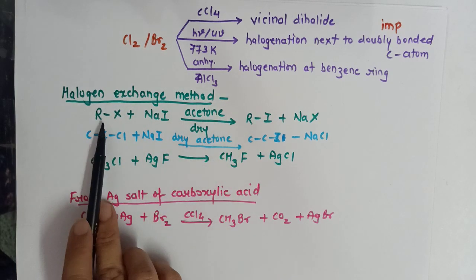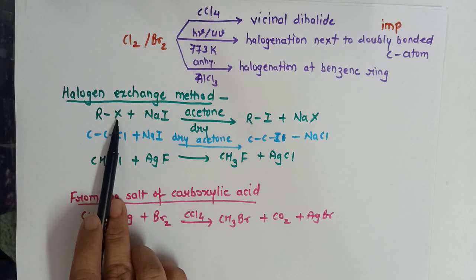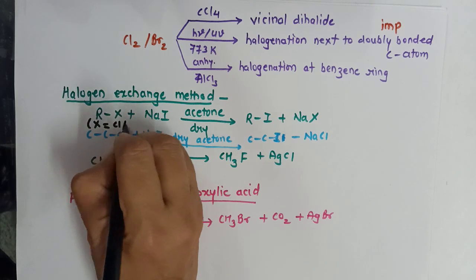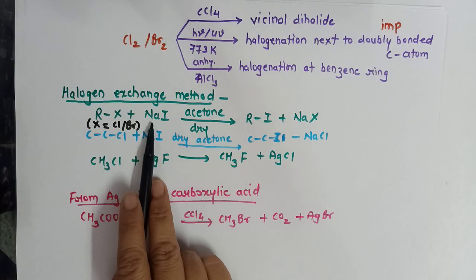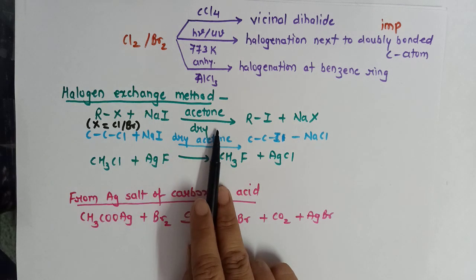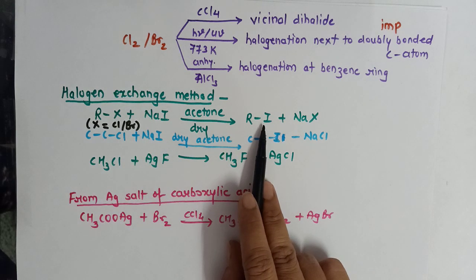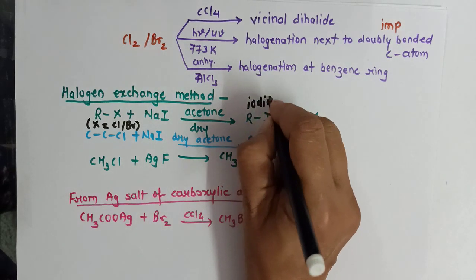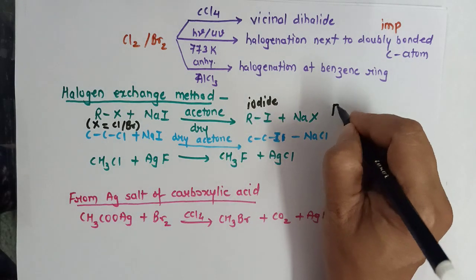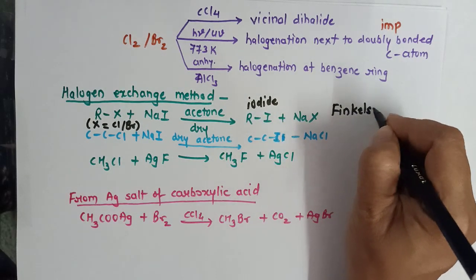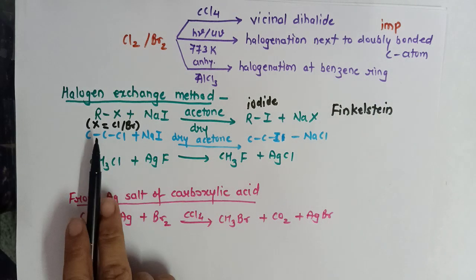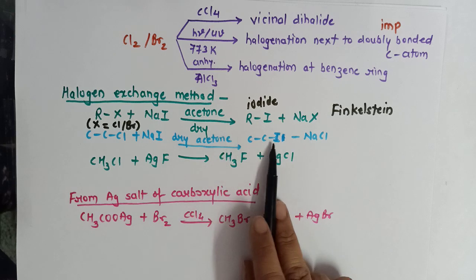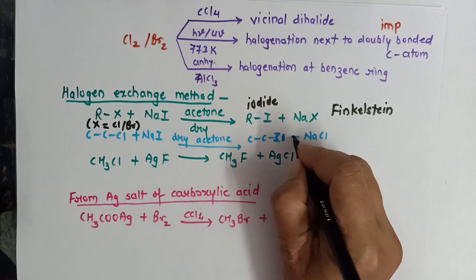In that, the first one is any haloalkane, where the halogen can be either chlorine or bromine. When treated with sodium iodide in presence of dry acetone, we get an iodoalkane and sodium halide. So I will say this method is basically for the preparation of iodides, and this is a name reaction, Finkelstein. I have taken a simple example. Chloroethane when treated with sodium iodide in presence of dry acetone will give iodoethane and sodium chloride.